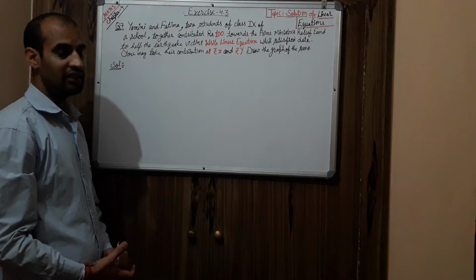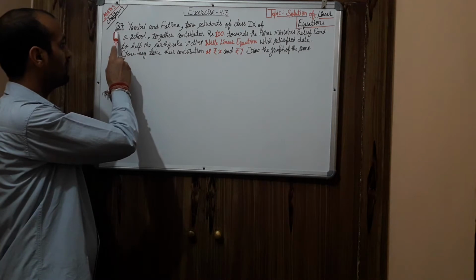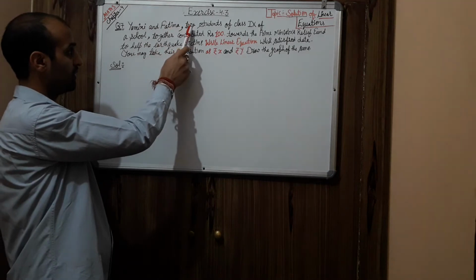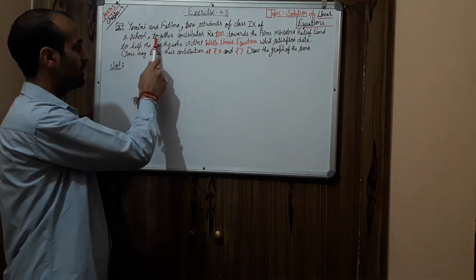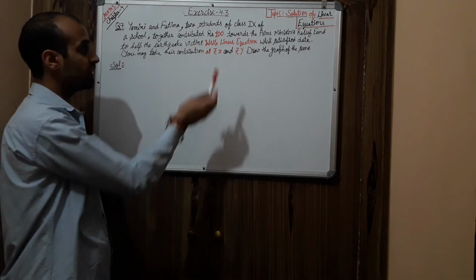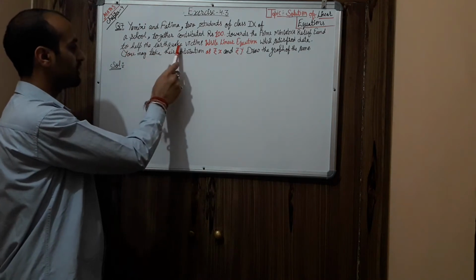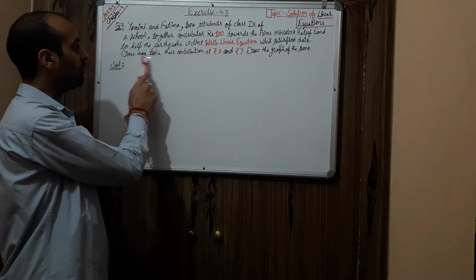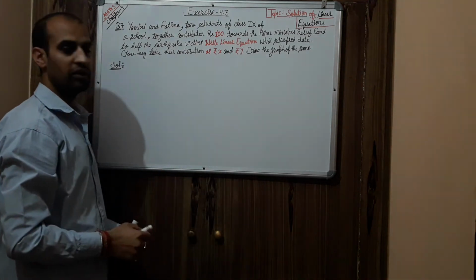To understand this, let's take an example. For this type of problem, I am taking question number 7. Yamini and Fatima, two students of class 9th of a school, together contributed rupees 100 towards the Prime Minister Relief Fund to help the earthquake victims. Write a linear equation which satisfies the data. You may take their contributions as x and y rupees. Draw the graph for the same.